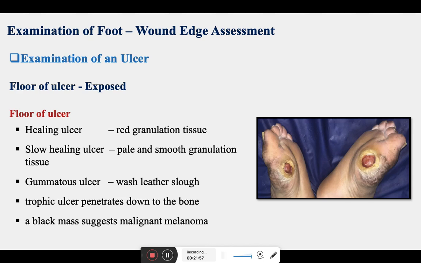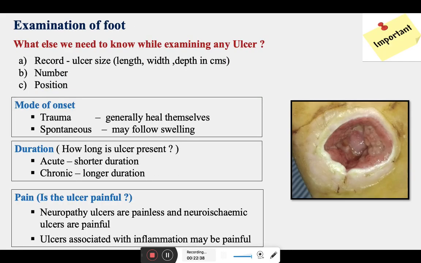Then, coming to the floor of the ulcer. If it's a healing ulcer, there will be red granulation tissue. If it's a slow healing ulcer, the granulation tissue will be pale and smooth. If it is a gummatous ulcer, it gives a wash leather slough appearance, and a trophic ulcer penetrates down to the bone. A black mass, in case it is present, always rule out malignant melanoma. Take a biopsy, send it for histopathology, and you will come to know what type of ulcer you are dealing with.